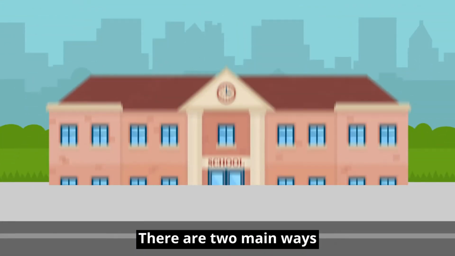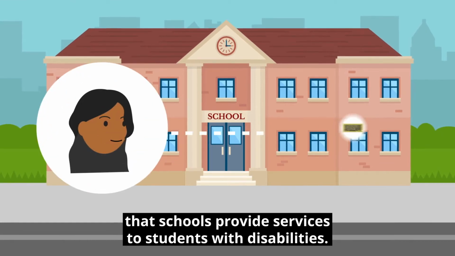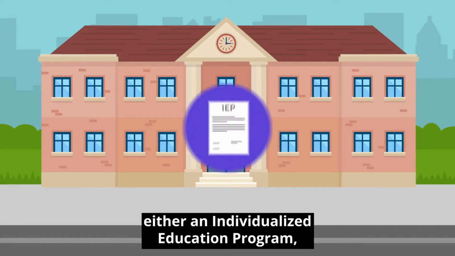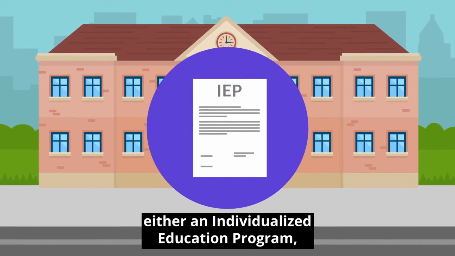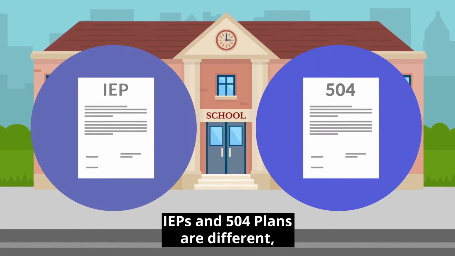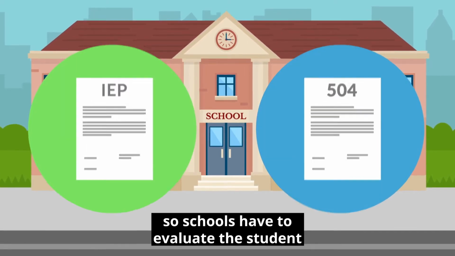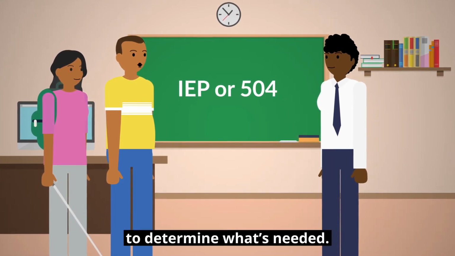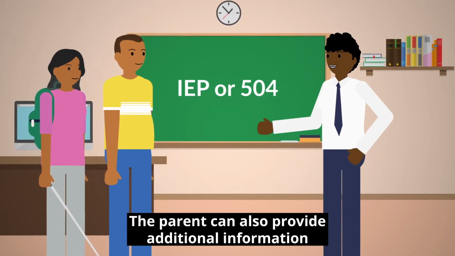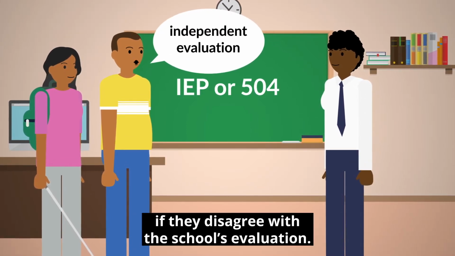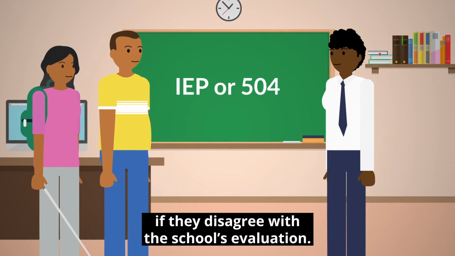There are two main ways that schools provide services to students with disabilities. Depending on what a student needs, the school will create either an individualized education program, called an IEP for short, or a 504 plan. IEPs and 504 plans are different, so schools have to evaluate the student and then meet with the student and their family to determine what's needed. The parent can also provide additional information or request an independent evaluation if they disagree with the school's evaluation.